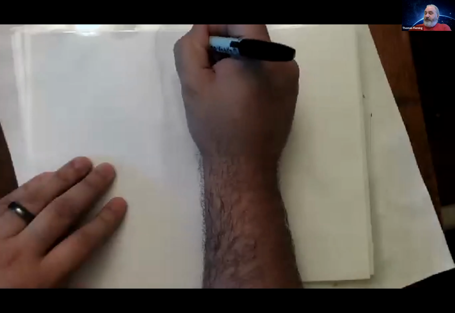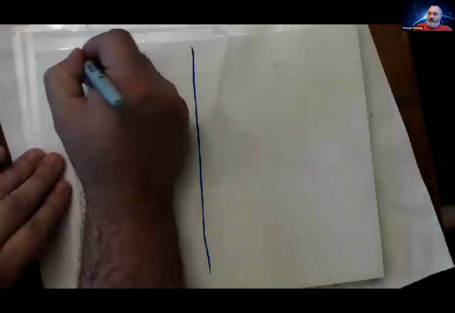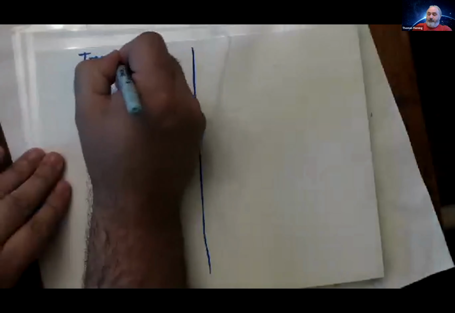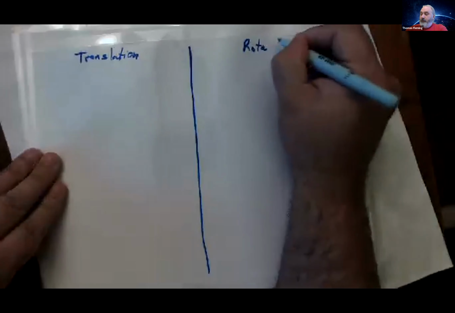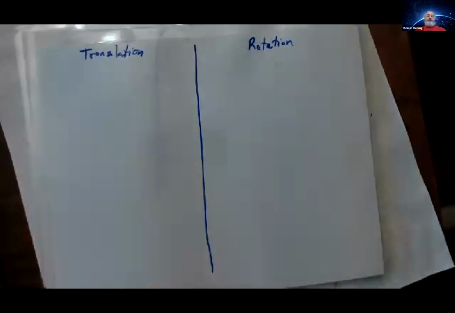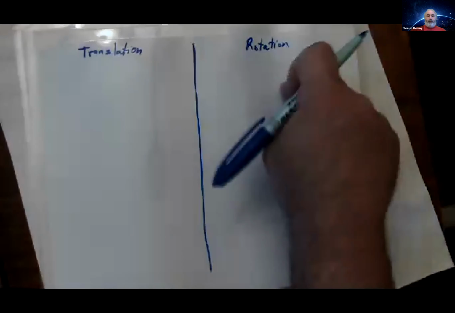So let's think back to the very first stuff we ever learned in this class, kinematics. Let's use the blue pen, it writes a little better. I'm just going to divide this sheet in half. Everything on the left-hand side is going to be translation. Everything on the right-hand side is going to be rotation. So this is where the new stuff's going to go, and this is just the old stuff that the new stuff is related to.